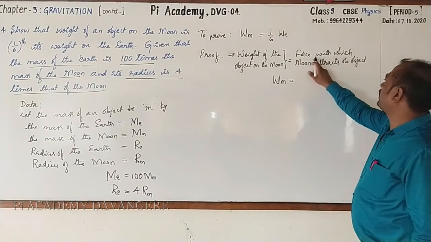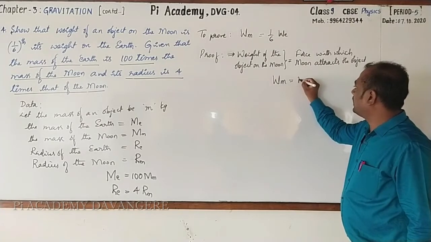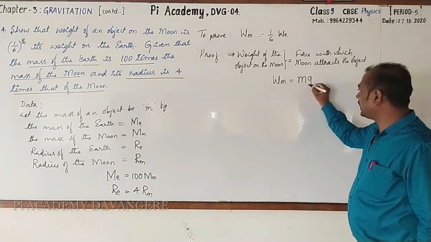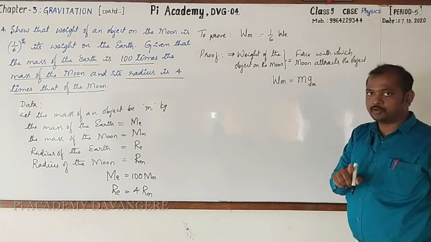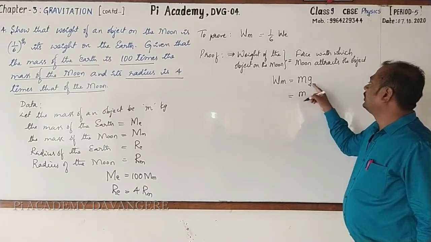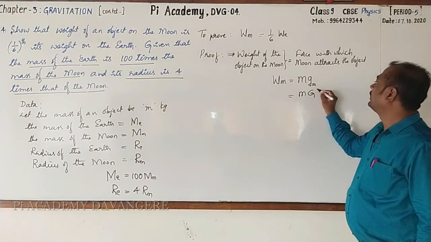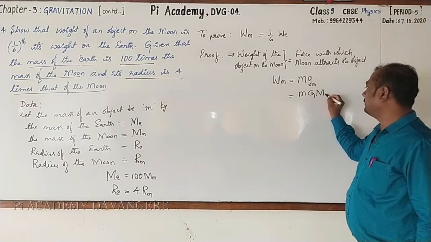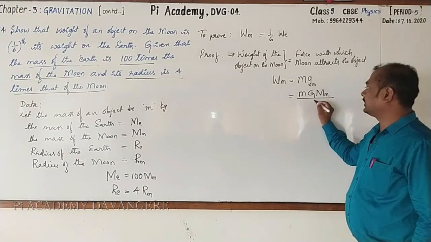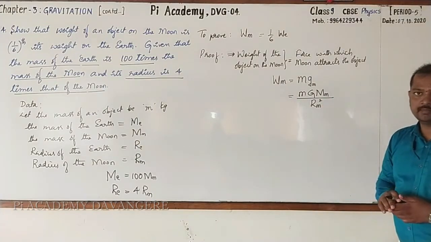Then the force with which the moon attracts the object is the mass of the object and acceleration due to gravity on the moon. Followed? Then what is acceleration due to gravity on the moon? It is G, mass of the moon, M by D square. That is, it is RM square. Hope that you are understanding.